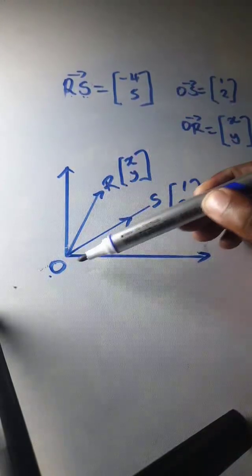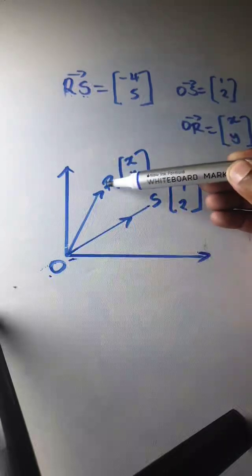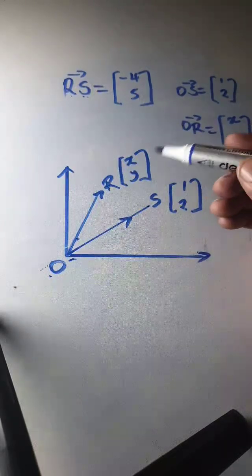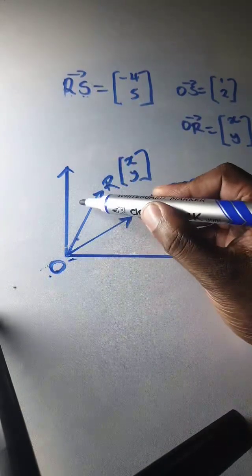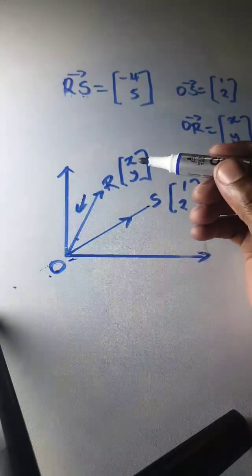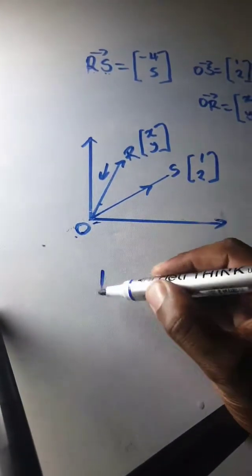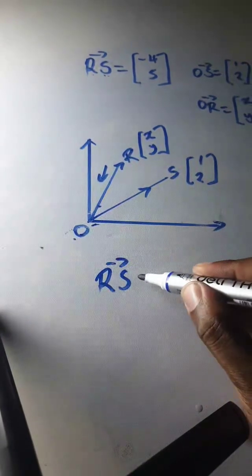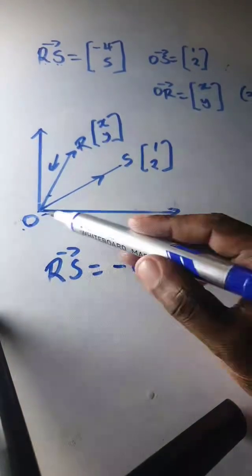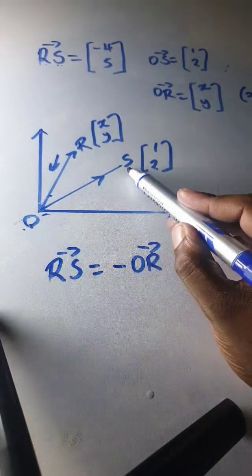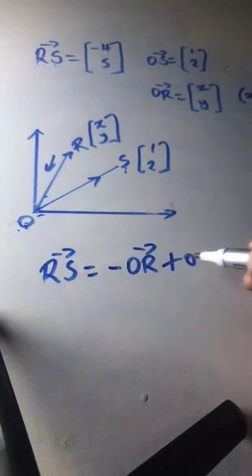So we move R to O, then O to S. But when moving R to O, we are going against the direction, because the direction is from the origin to R. So if we move R to O, we are going against the direction. This is why OR will carry a negative. So we'll say RS is equal to negative OR, then OS is the right direction, so we add OS.